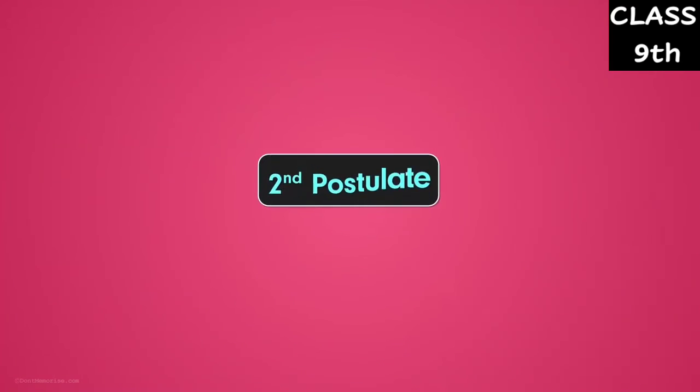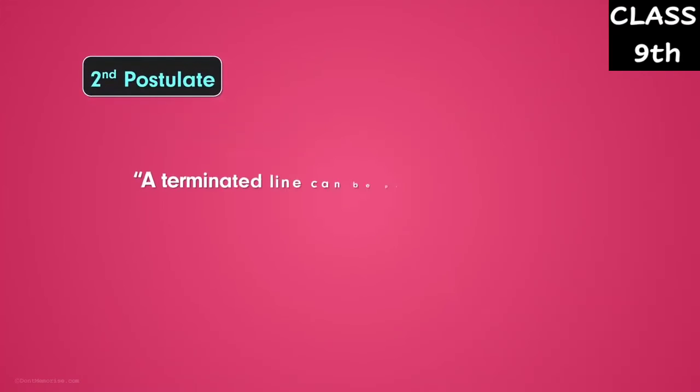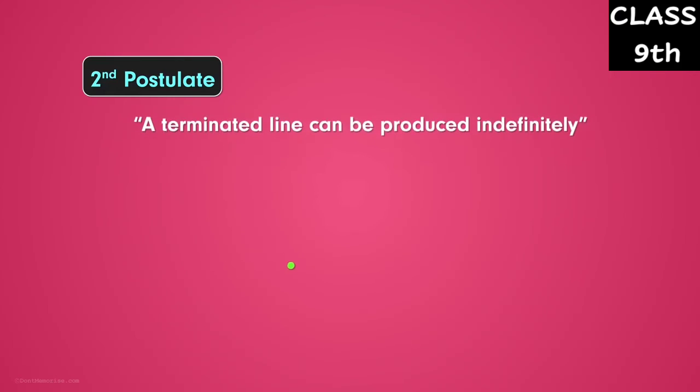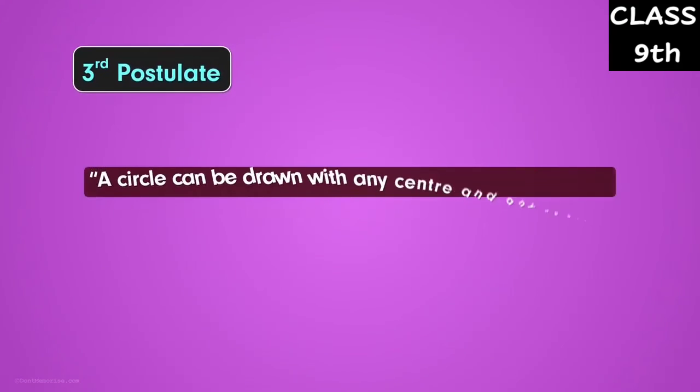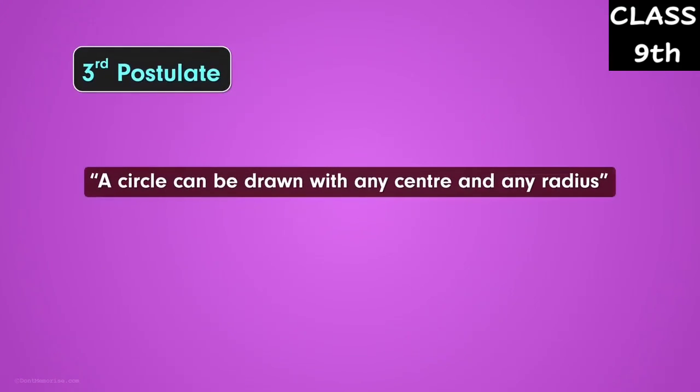The second postulate states that a terminated line can be produced indefinitely. By terminated line, we understand that it's a line segment. This postulate means that if we have a line segment AB, we can extend both its ends endlessly. What about the next postulate? The third postulate says that a circle can be drawn with any center and any radius.